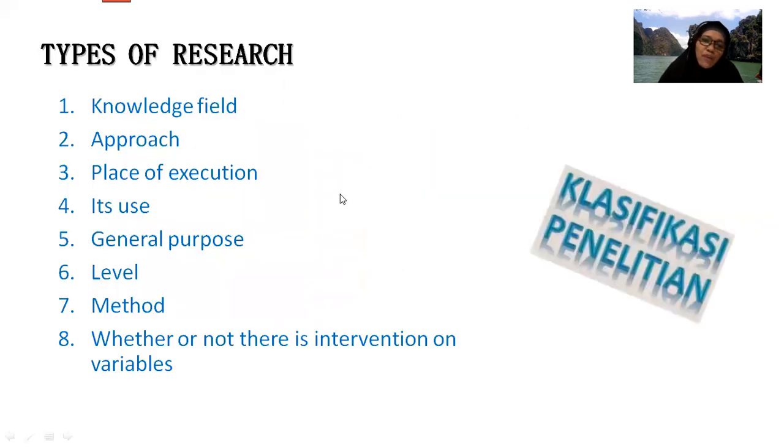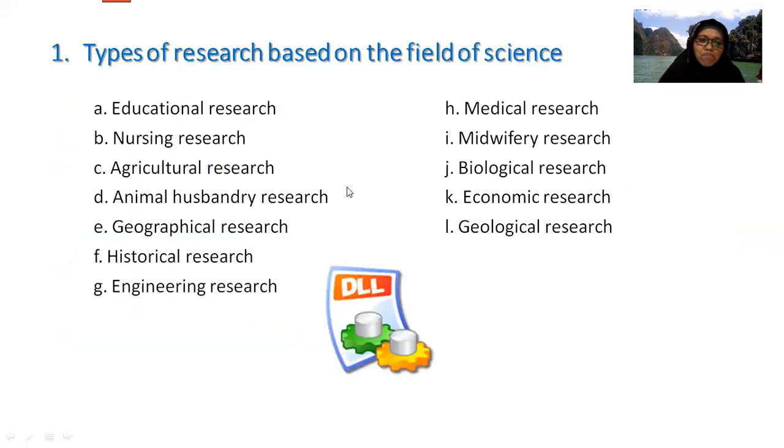And what are the types of research? There are many types of research, based on knowledge field, approach, place of execution, its use, general purpose, level, method, and also the intervention on variables. So what is the type of research based on the field of science? There are many subjects in science that have types of research based on the field of science.